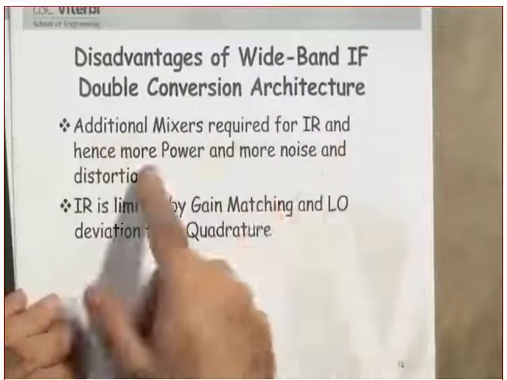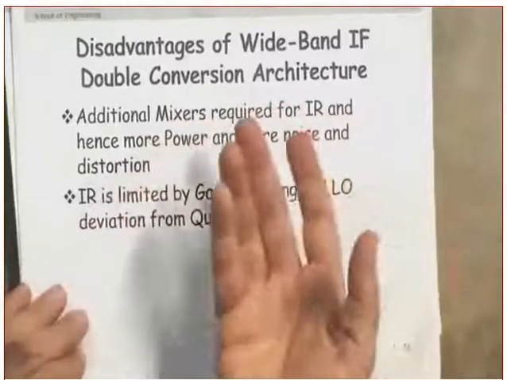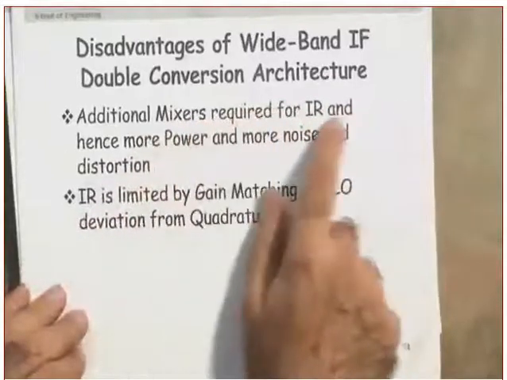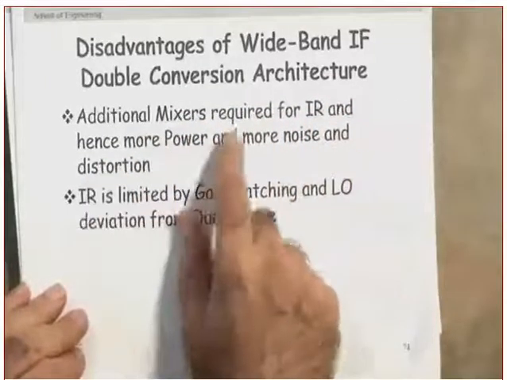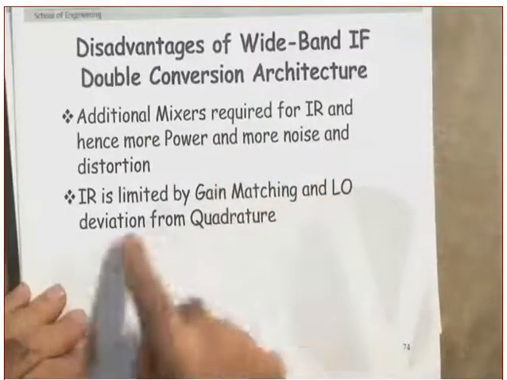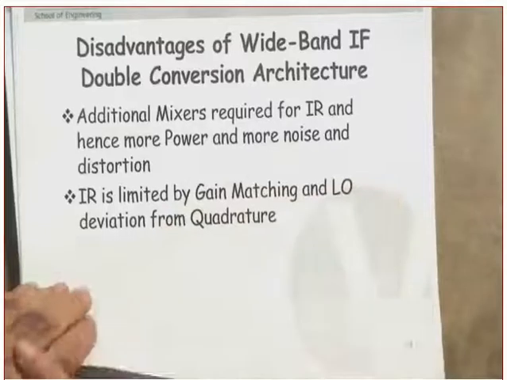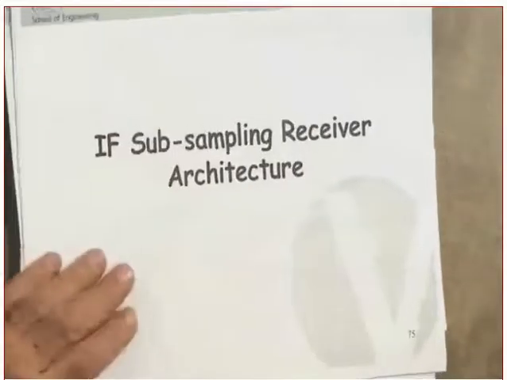Disadvantage: additional mixers. You are going to use all of these mixers in addition to the original ones. Are you following on that? All of these are required for the IR and so on and so forth. Hence, more power requirement, more noise, and so on. And again, it's limited by the gain matching and the local oscillator deviation from the quadrature and so on.